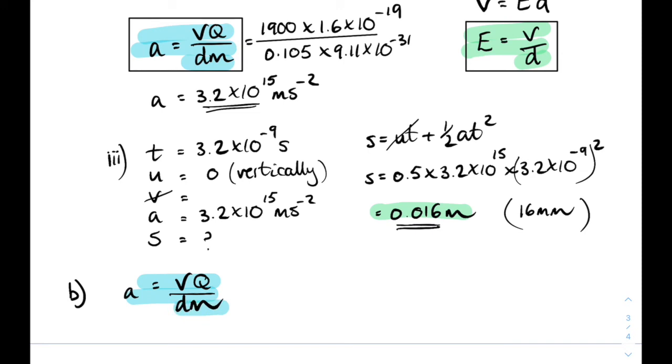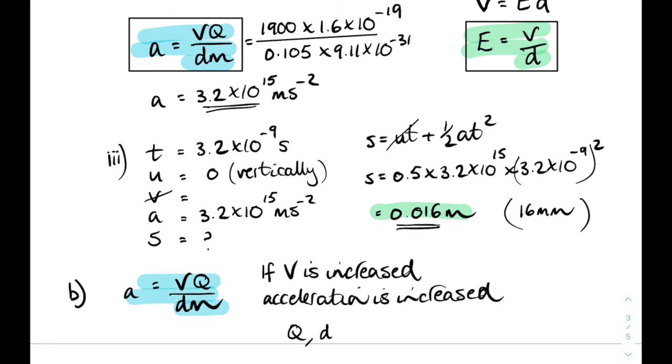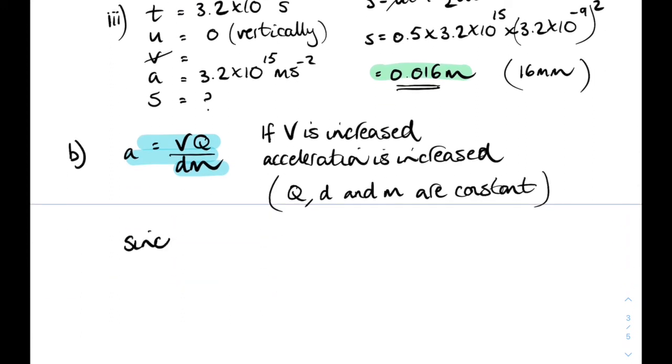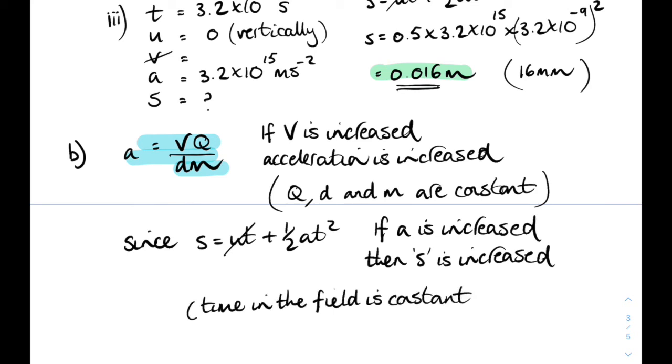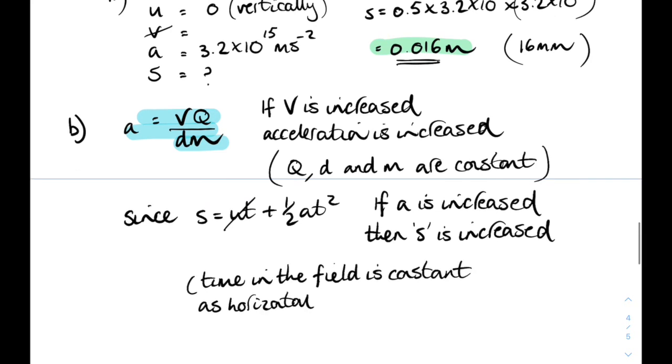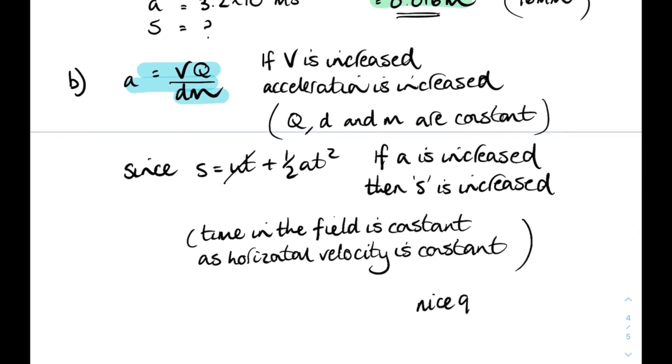So if V increases, then the acceleration must increase, because Q and d and m are all constant. They're staying the same. And since we used s equals ut plus a half at squared, if a is increased, then s will increase, because the time is also constant, because the horizontal speed of the electron is the same as it was before.